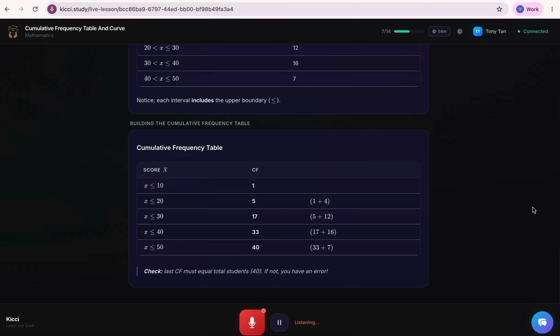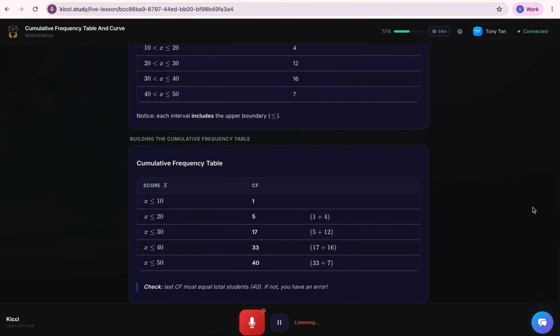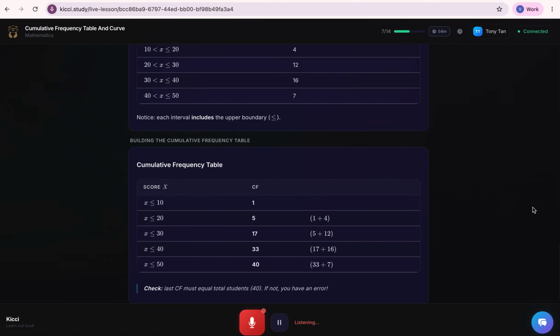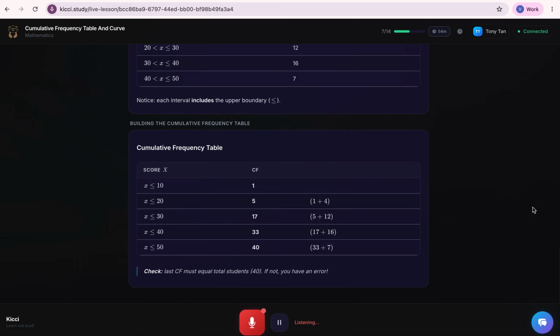It would be 5, and then 5 plus 12 is 17, then 17 plus 16 is 33. 33 plus 7 is 40. That's exactly right, Tony. You've got the whole table calculated perfectly, hitting that 40 at the bottom, which is exactly what we needed. So now that we have our table, ready to see how we turn this into a curve graph? Yeah, go ahead.